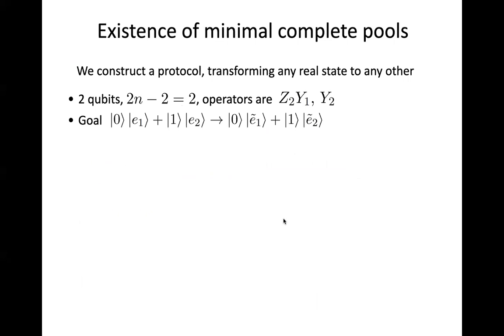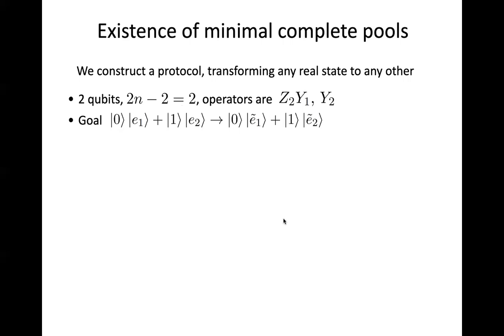Then we basically derive the necessary conditions of completeness, but who said that such a condition can ever be realized? Maybe there is not a single pool that would have size 2n minus 2 and would be complete, even though the necessary conditions are derived. For that, we construct a protocol that can transform any real state to any other using a well-defined pool of size 2n minus 2, and we prove that it works.